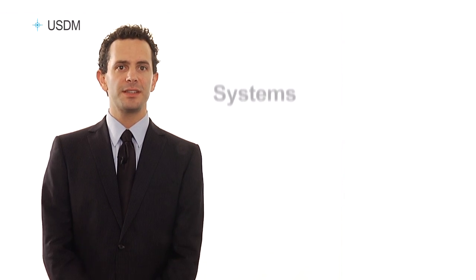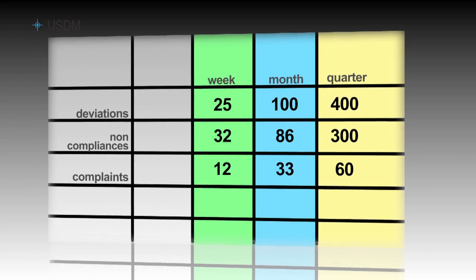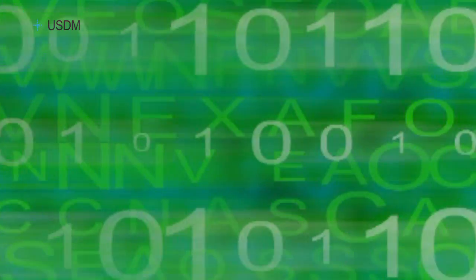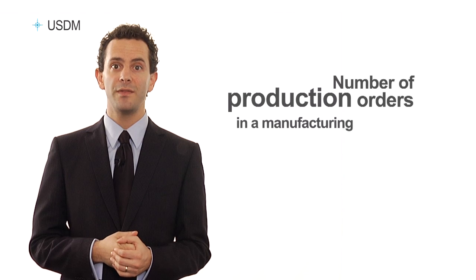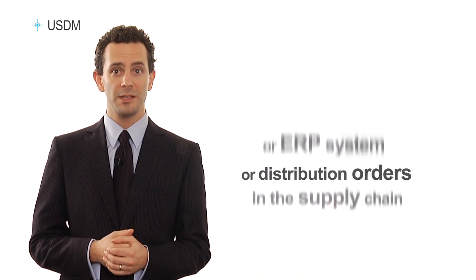You would also see systems with static metrics. Most of the commercially available QMS applications provide metrics around things like the number of deviations, non-compliances, or complaints by week, month, quarter, or however else the user would like to slice and dice the data. And while the data is very useful, they typically do not report metrics relative to the number of production orders in a manufacturing or ERP system, or distribution orders in the supply chain.